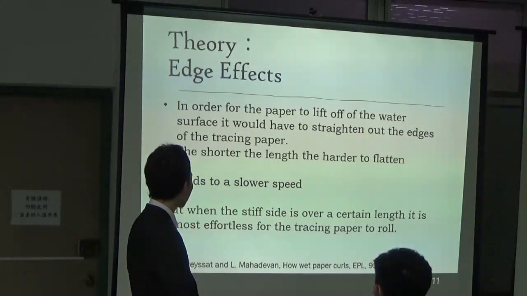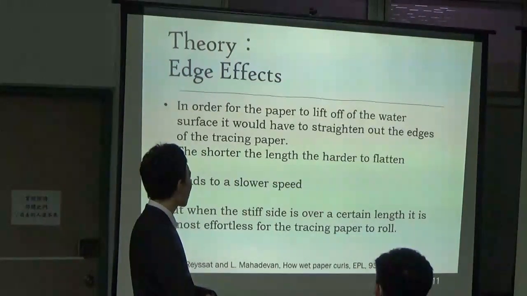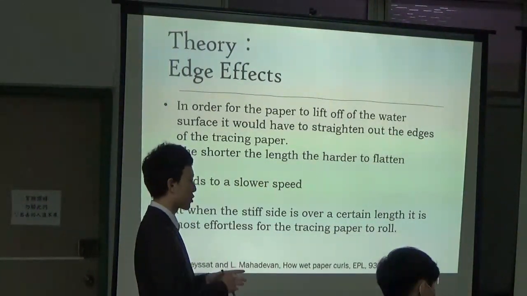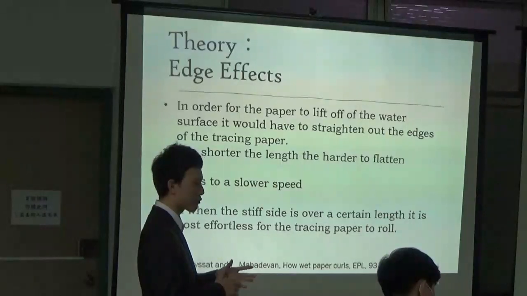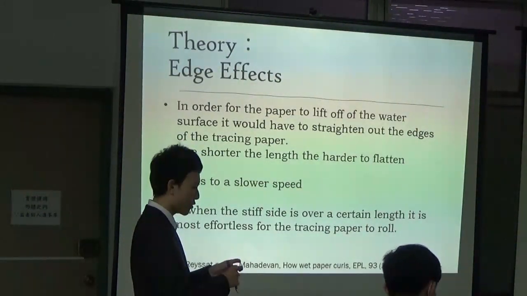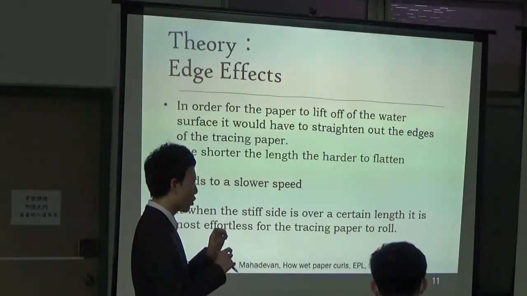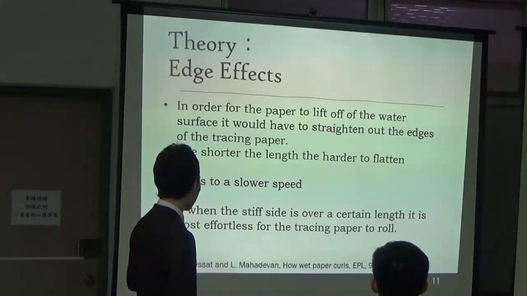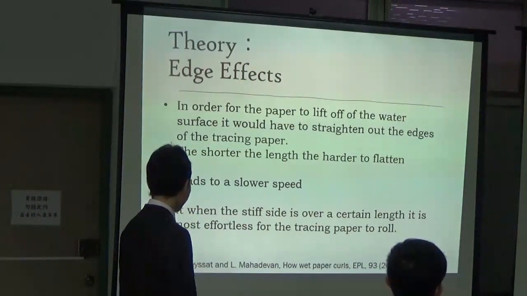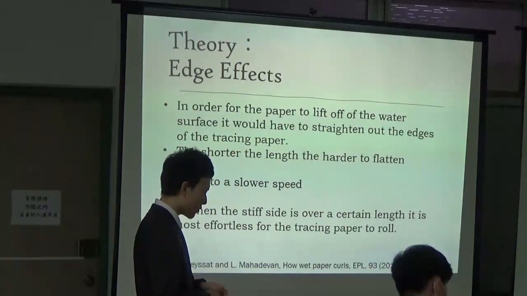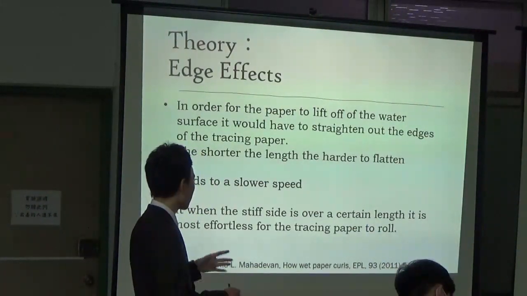Then I'll be talking about the edge effects, which mainly mention that in order for the paper to lift off of the water surface, it will have to straighten out the edges. If the edge is shorter, then we think it will be harder for it to flatten, because the edge, when it's shorter, is more stiff. Flattening out would require more potential energy, which will lead to a slower speed in the curling. But when the stiff side is over a certain length, it will curl a lot more easily, and so the speed will be faster.